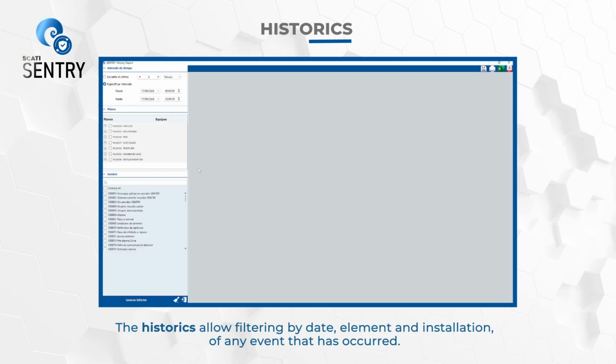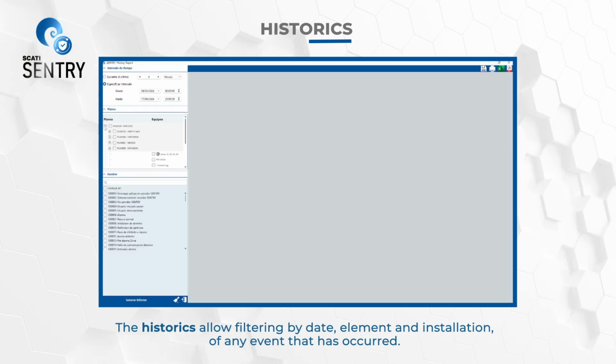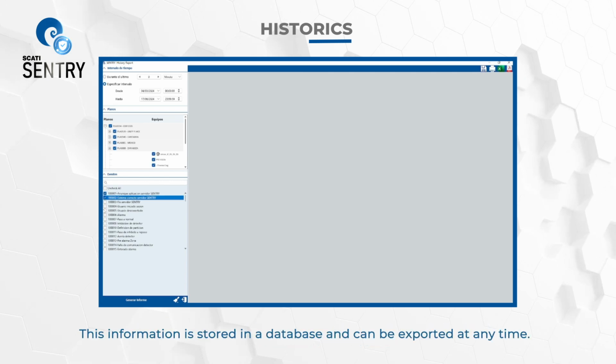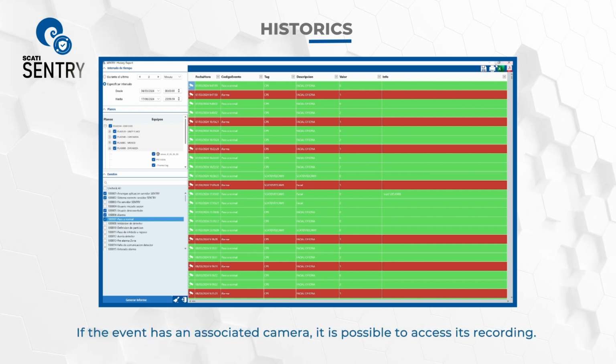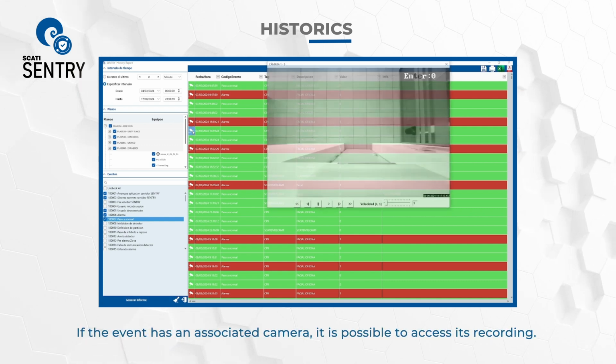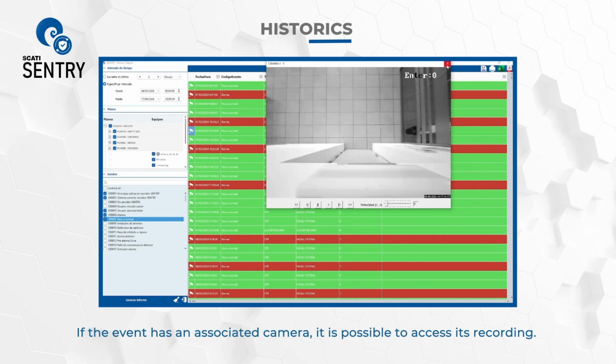The historics allow filtering by date, element, and installation of any event that has occurred. This information is stored in a database and can be exported at any time. If the event has an associated camera, it is possible to access its recording.